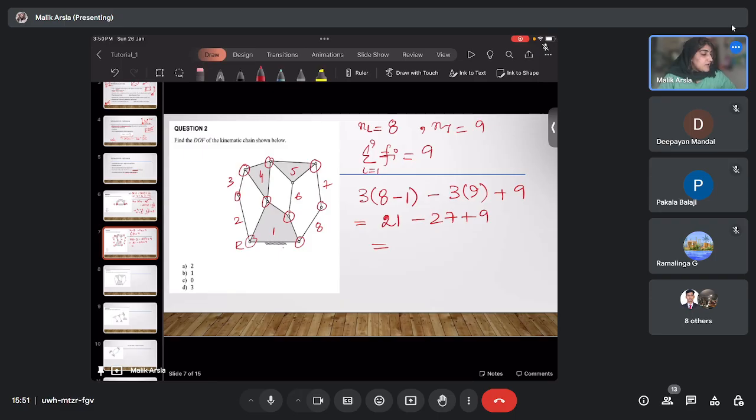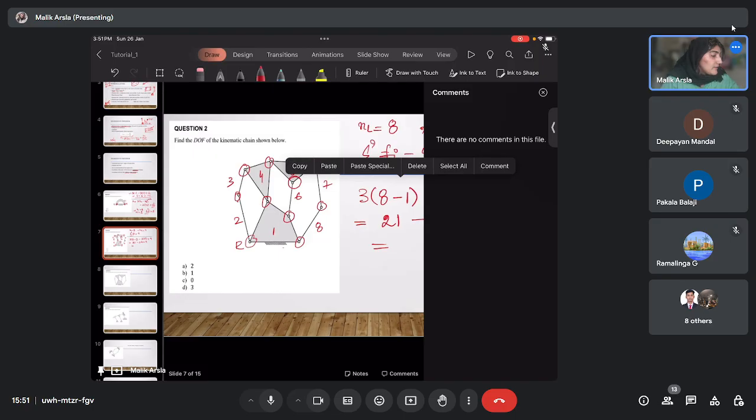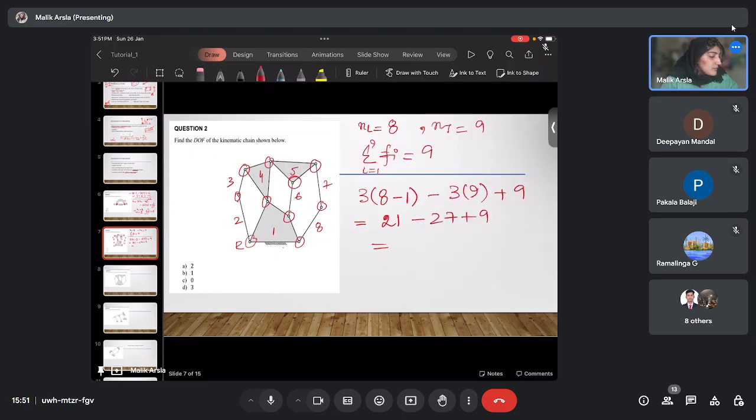Okay, 1, 2, 3. Wait a second. This one is 1, 2, 3, 4, 5, 6. Yes, this one I had missed, right? So here it will be 10. You can correct me when I'm doing wrong. So this will be 10, and again with the same logic, this will also be 10.